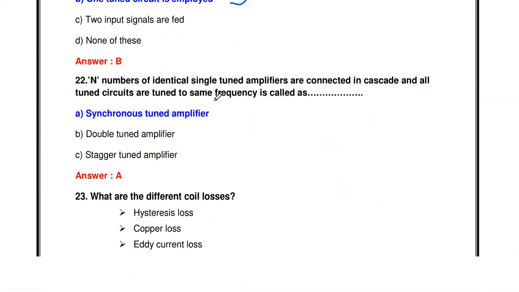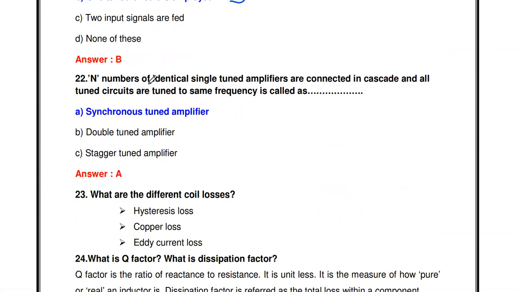Then the next question: n number of identical single tuned amplifiers are connected in cascade, and all tuned circuits are tuned to the same frequency. Then that circuit is called as dash. It is a synchronously tuned amplifier. Okay, n number of tuned amplifiers connected in cascade, series, and all tuned circuits tuned to the same frequency, means that circuit is called a synchronous tuned amplifier.